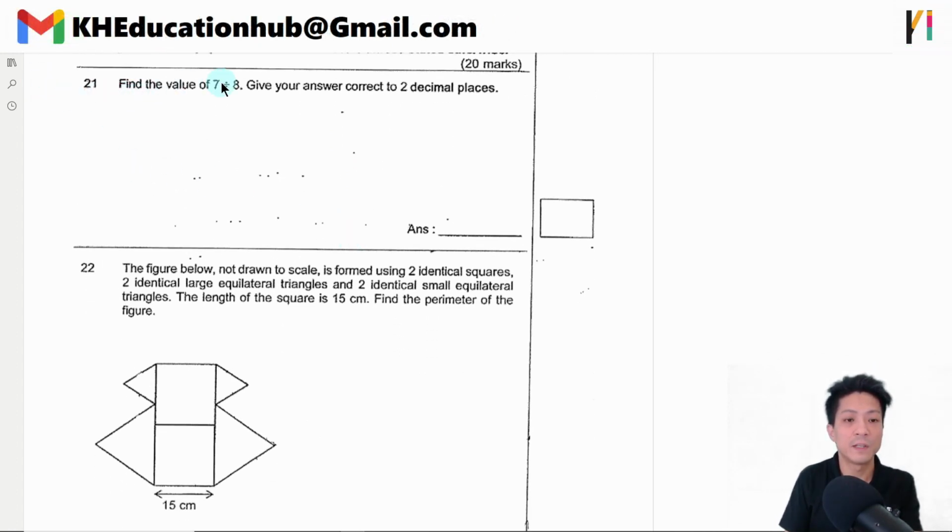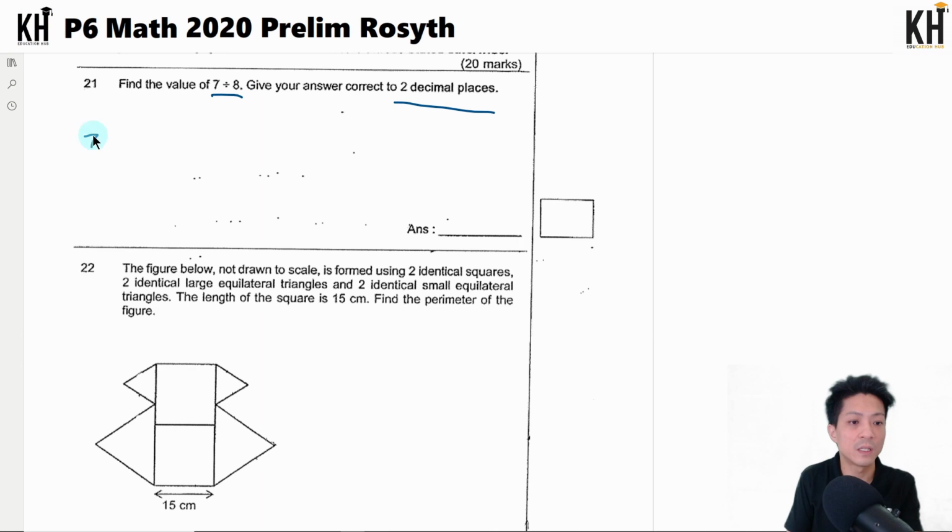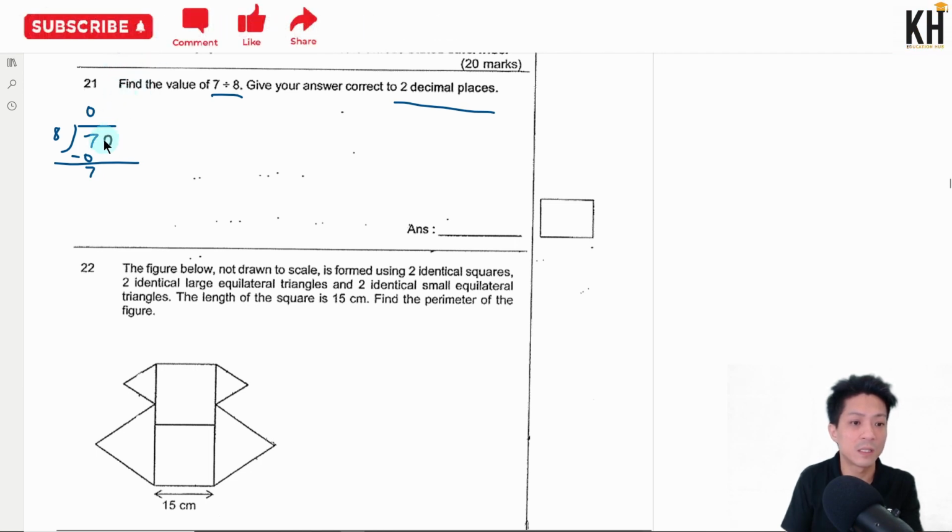Question 21, find the value of 7 divided by 8. Give your answer corrected to 2 decimal places. Okay, 7 divided by 8. 0 minus 0, you're gonna get a 7. Okay, add in a 0. For the rest, I can use a black.